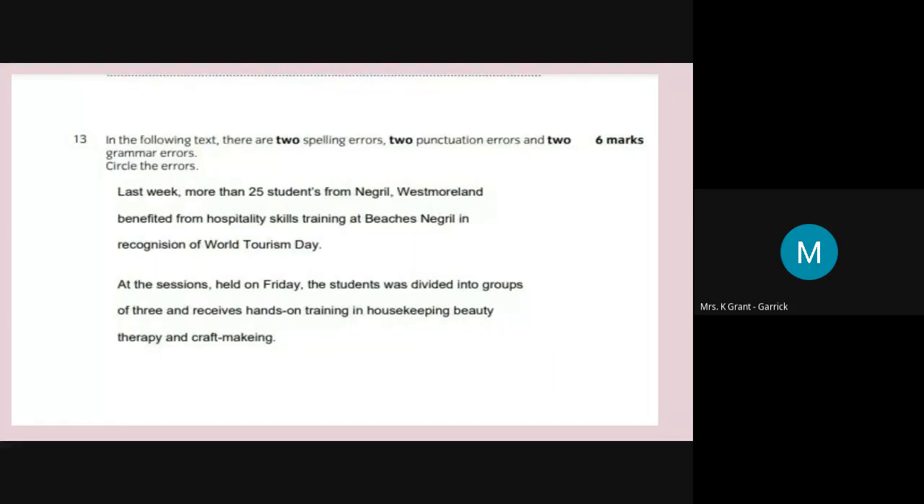So this is how a particular activity would look if you're asked to make corrections. So here you're asked to circle the errors: 2 spelling errors, 2 punctuation errors, 2 grammar errors.